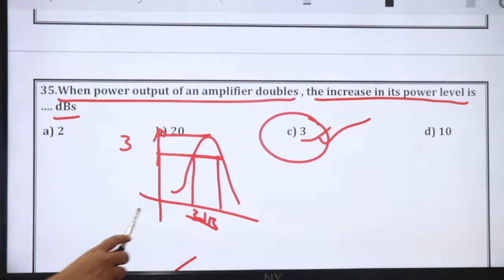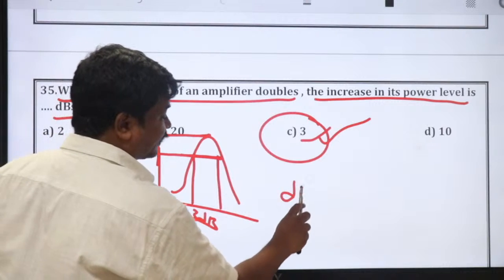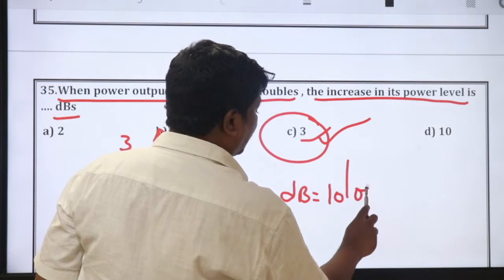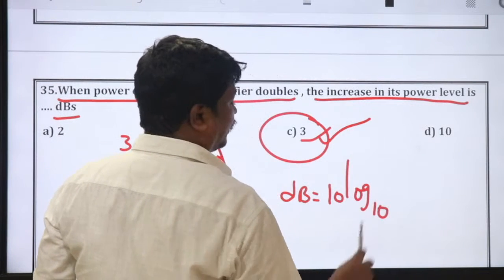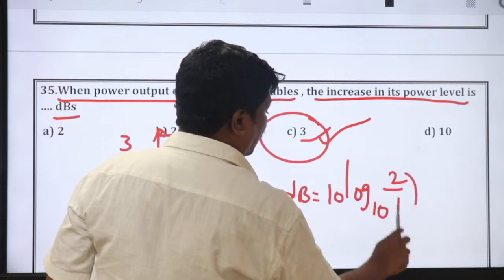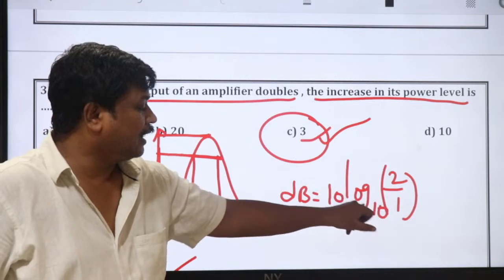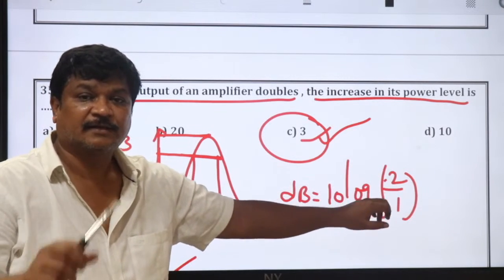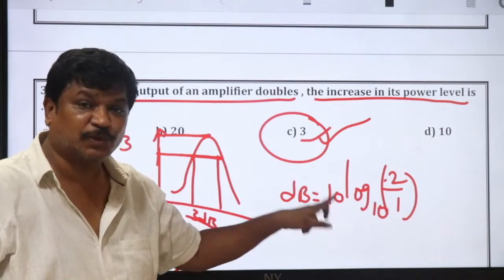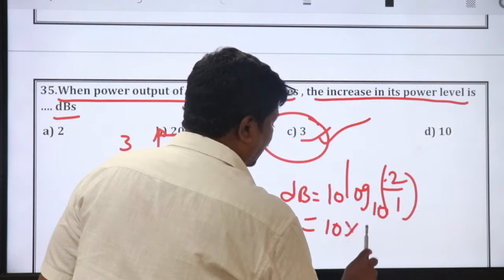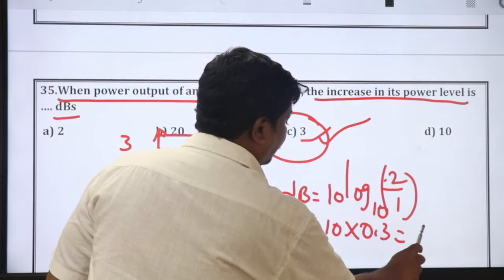Because the decibel formula is 10 log base 10 of output power by input power. What are you given? Double the power, 2 by 1. Log base 10 of 2 value is 0.3. 10 into 0.3, that is 3 dB.